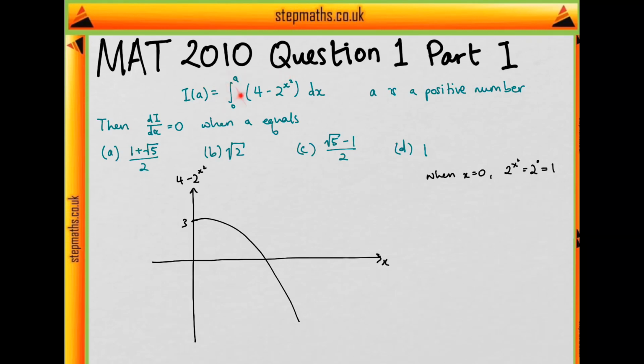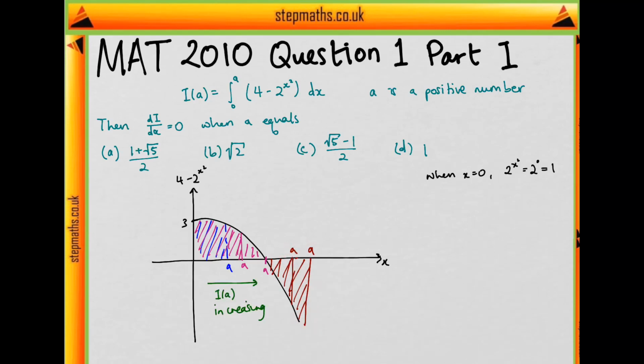And then this integral is just going to be the area up to a underneath this curve. So we see if we increase a, we're going to end up with a larger area right up to when a is at this point here. But then after this point where the graph crosses the axes, we're going to be adding on a negative area to our integral. And as we make a bigger and bigger past the point where it crosses the axes, then the negative area that we're adding on is going to be getting larger and larger.